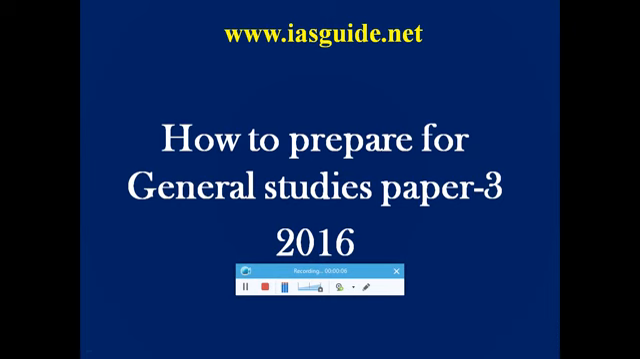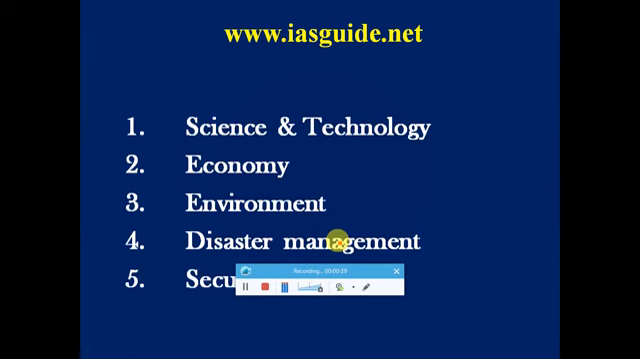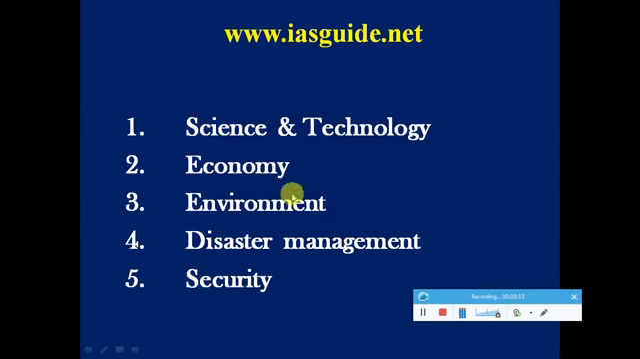Okay, let us see what topics are there in this paper 3. There are around 5 topics. The first topic is science and technology, second is economy, third is environment, followed by disaster management, and the last topic is security in this paper. Okay, let us discuss one by one.